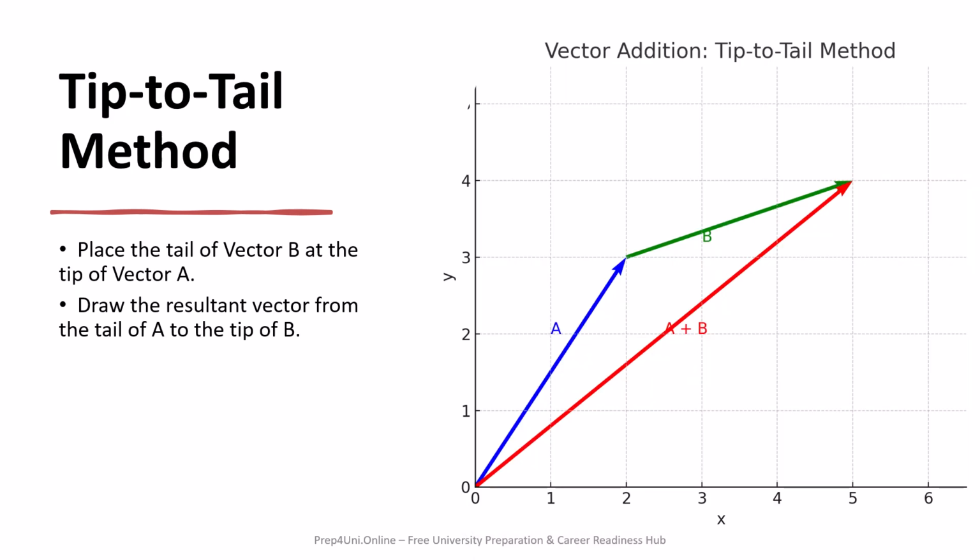First, let's look at the tip-to-tail method. Place the tail of the second vector at the tip of the first vector. Then, draw a new vector from the starting point of the first to the tip of the second. This new arrow represents the resultant, or the sum, of the 2 vectors.